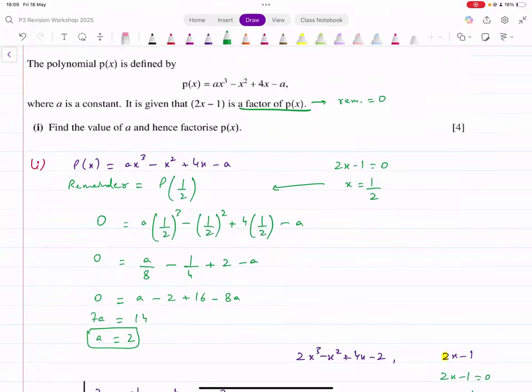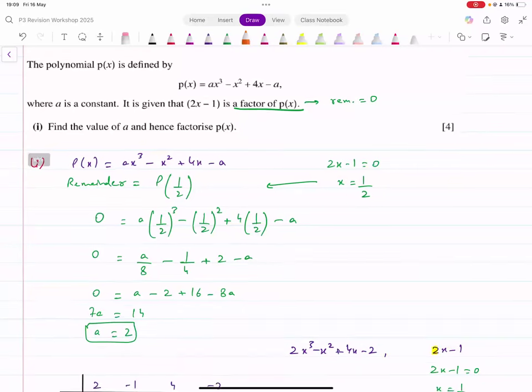We've got this polynomial where a is a constant. It's given that 2x minus 1 is a factor of p of x. What does factor mean? Factor means that the remainder is supposed to be 0. It says find the value of a and hence factorize p of x. Now, how do you do that?